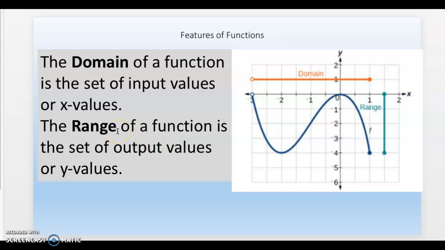The range of a function is the set of output values, or the y values. When you graph it, it's up and down. How tall is it, or short? How many points up and down does it cover? And again, the same thing: if it's a solid dot, it includes the point. If it's a hollow circle, it does not include that endpoint, okay?